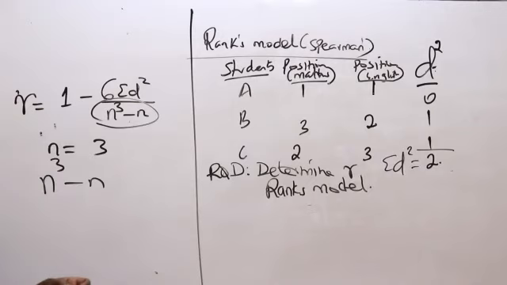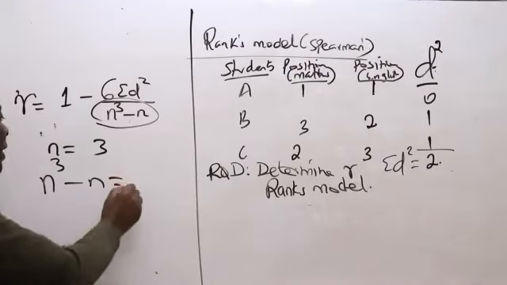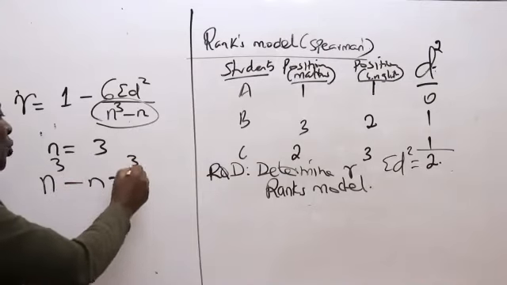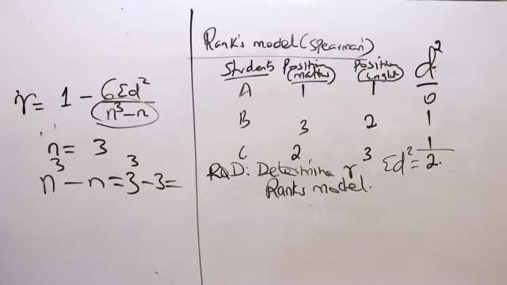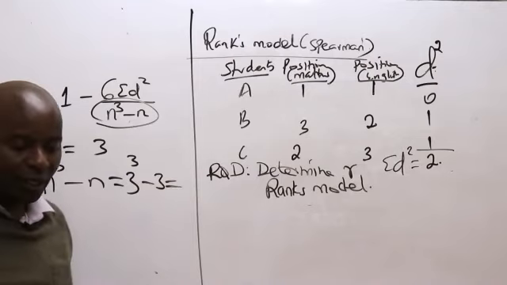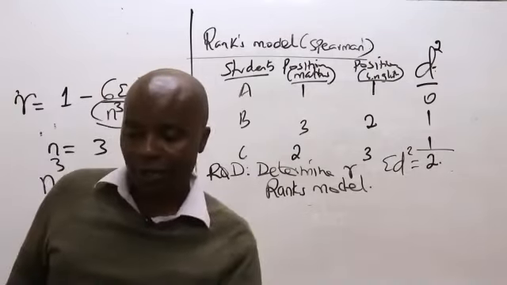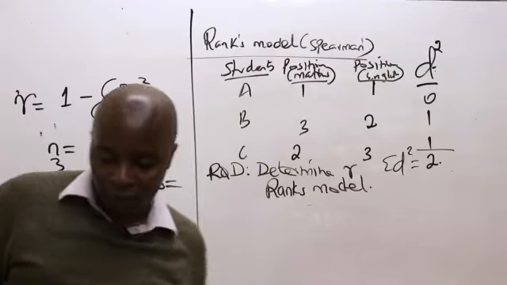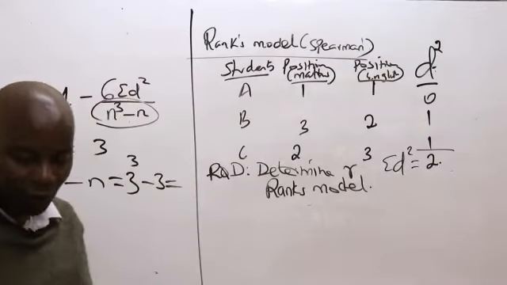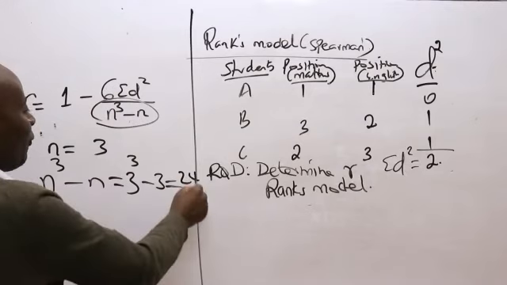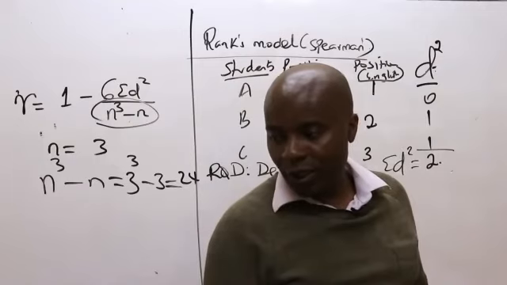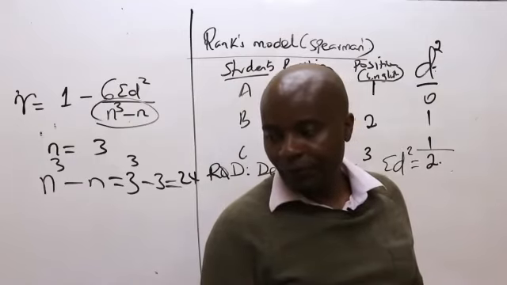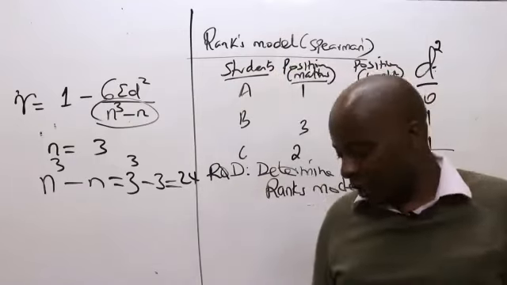And then, as per the formula, they want me to give them N cubed minus N. So my N here is 3. So 3 cubed minus 3 will give us what figure? Somebody is giving me a figure of 24. Thank you very much, 24.